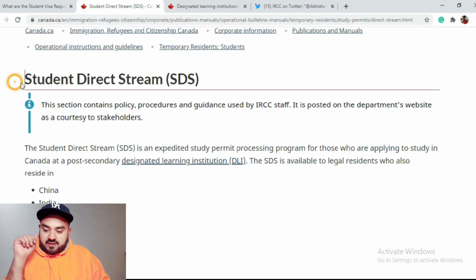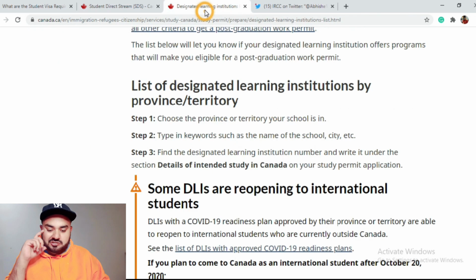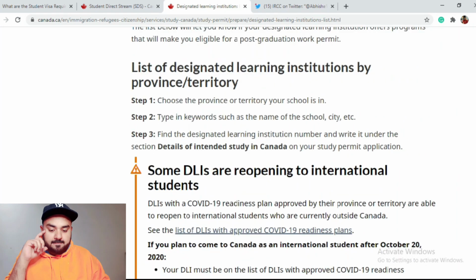Now, what is SDS? Let's go over to the CIC website. Here, Student Direct Stream, SDS. It is basically a study permit processing program for those who are applying to study in Canada at a post-secondary DLI. Now, what is a DLI? Designated Learning Institution.